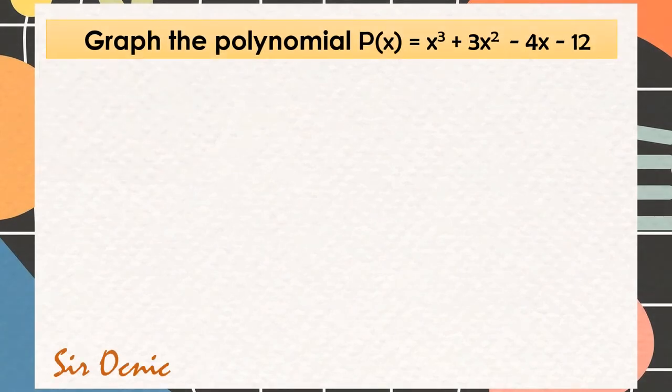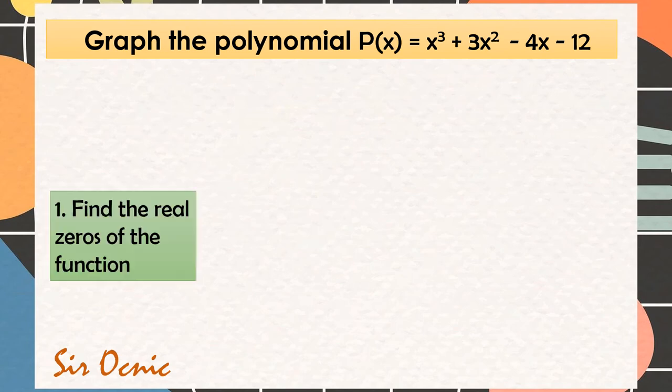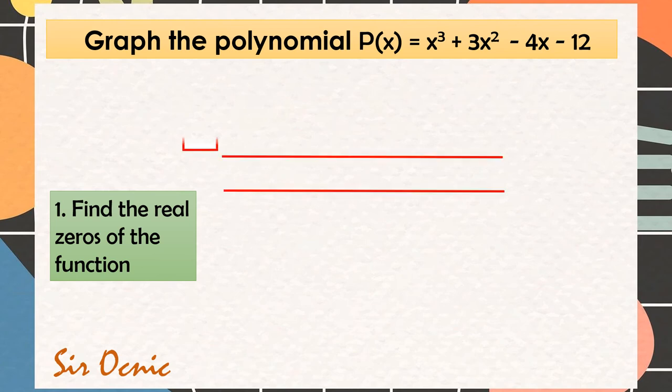Graph the polynomial p of x is equal to x cubed plus 3x squared minus 4x minus 12. Let us first find the real zeros of the function. Using synthetic division, the numerical coefficients are 1, 3, negative 4, and negative 12. Let us try negative 3.